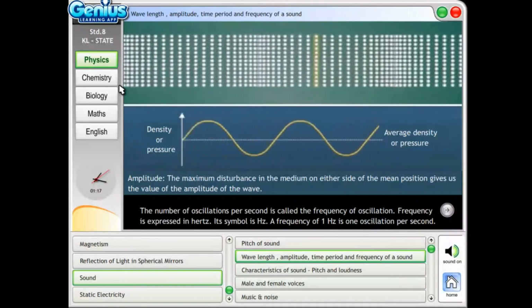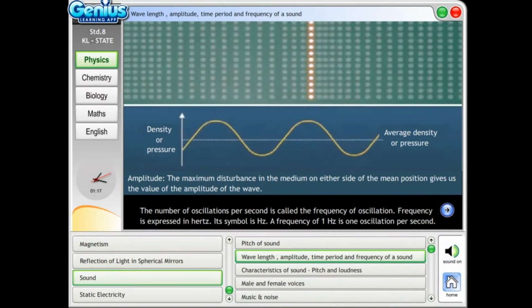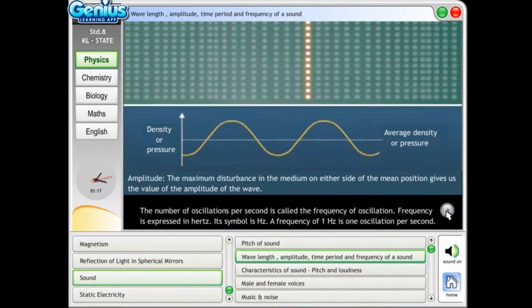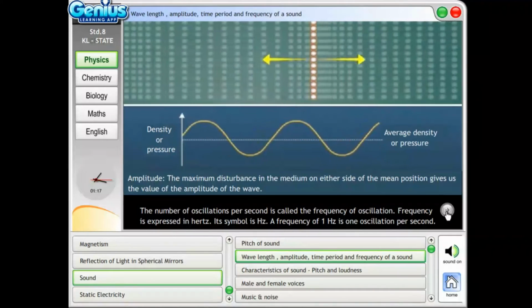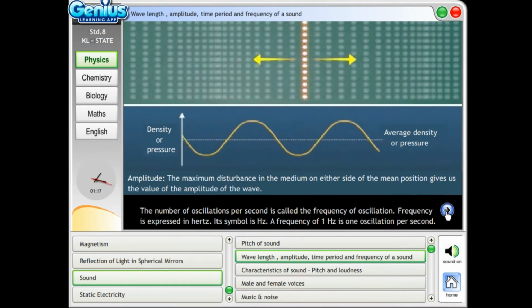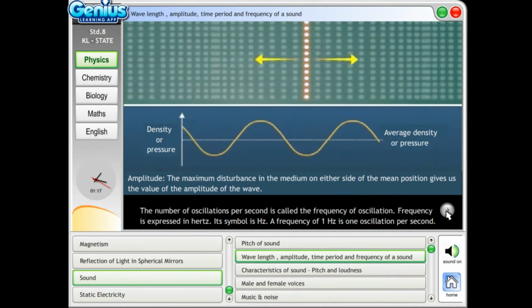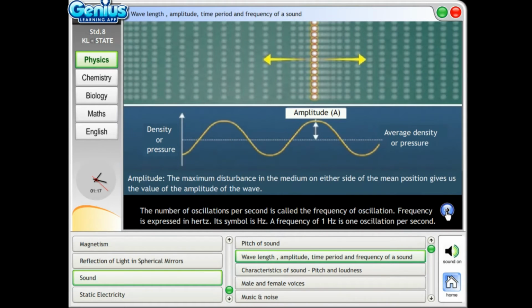Wavelength, amplitude, time period and frequency of a sound. The number of oscillations per second is called the frequency of oscillation. Frequency is expressed in Hertz. Its symbol is Hz. A frequency of 1 Hz is 1 oscillation per second.